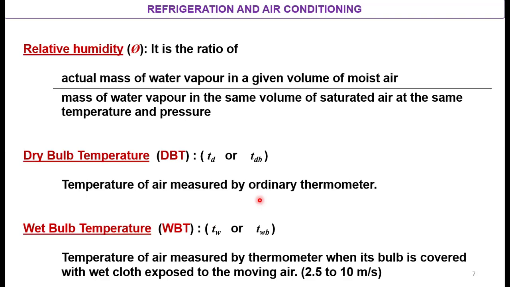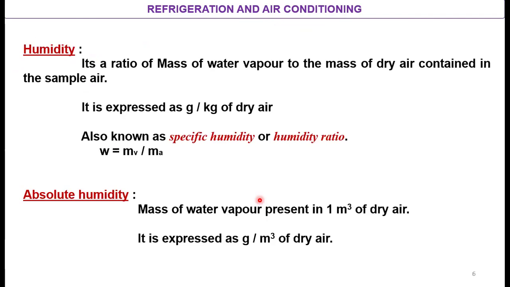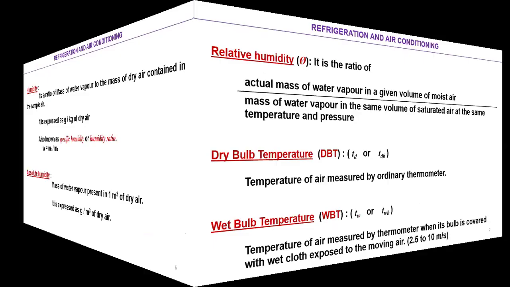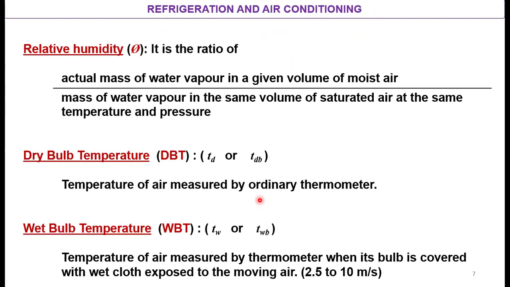It is defined as the ratio of the actual mass of water vapor in a given volume of the moisture. In the previous slide we have seen the last definition: mass of water vapor present in 1 meter cube of the dry air. The same thing is represented here in the numerator: actual mass of water vapor in a given volume of moisture, divided by the mass of water vapor in the same volume if the air is fully saturated, at the same temperature.